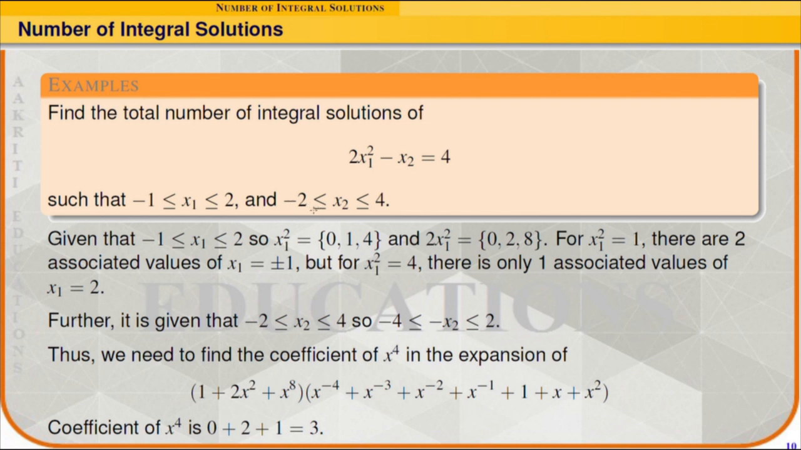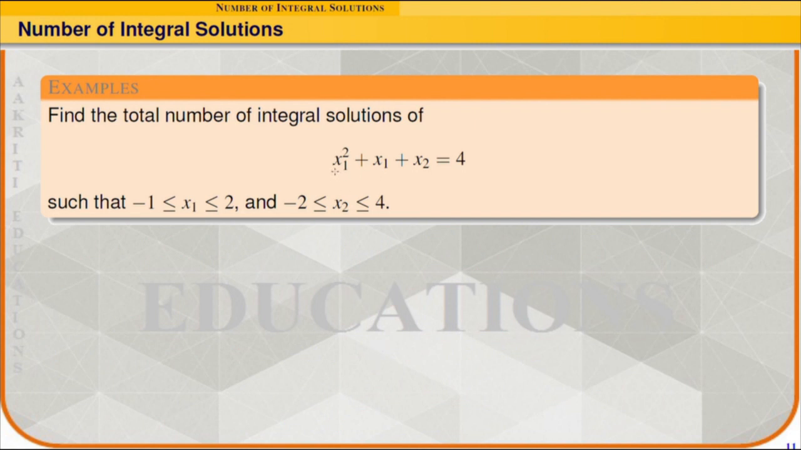Now x2 is from minus 2 to 4, so minus x2 will be from minus 4 to 2. So it means we have to change the expansion for the x2 term. It will be from x raised to the power minus 4, x raised to the power minus 3, x raised to the power minus 2 and so on up to x square. So the coefficient of x raised to the power 4 will come from 2x square times x square and x raised to the power 8 times x raised to the power minus 4. So the answer is 3.